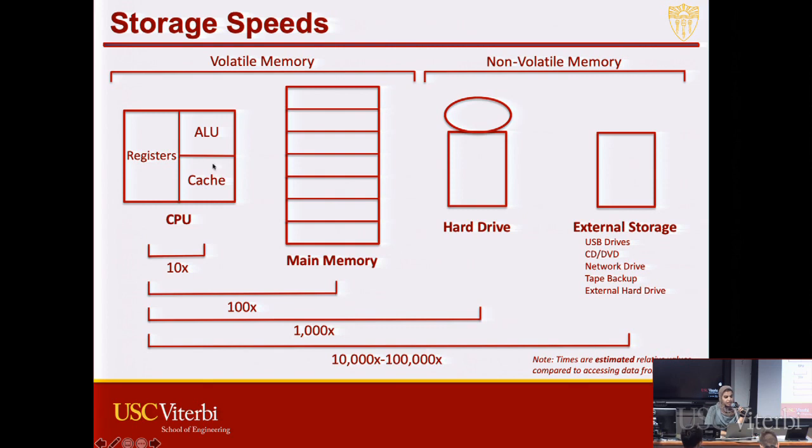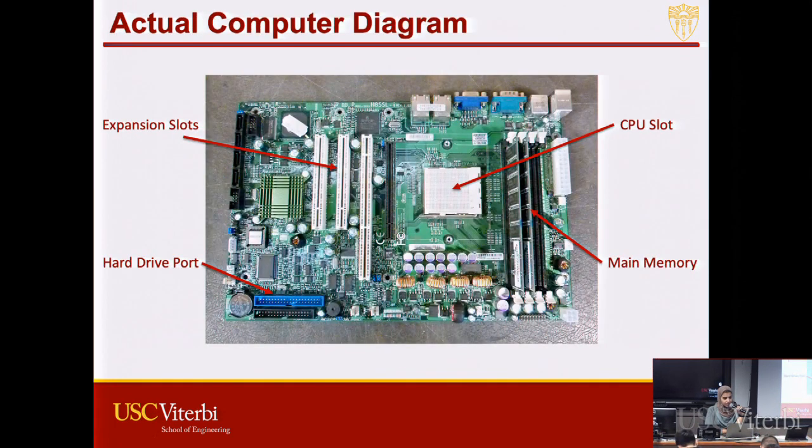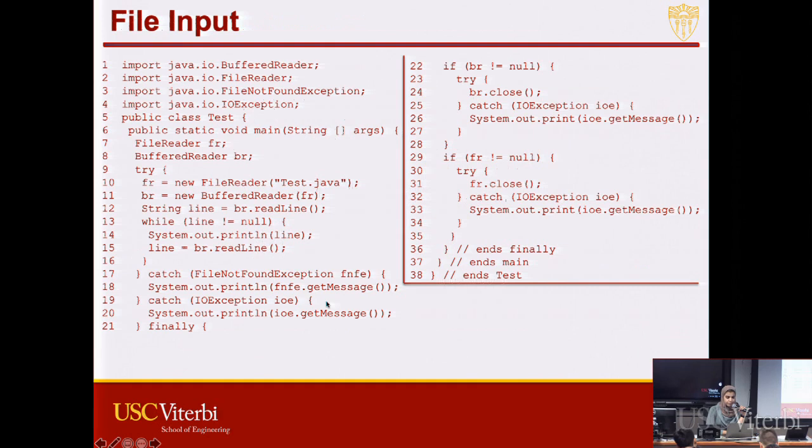And there is another difference, the speed of accessing the data. Accessing data from the CPU is the fastest way, followed by main memory, which is a little bit slower. Accessing it from the hard drive is slower, and the external storage is the slowest. This is an actual computer diagram. We have the CPU slot, we have the main memory, we have expansion slots to add more memory, and we have the hard drive port.